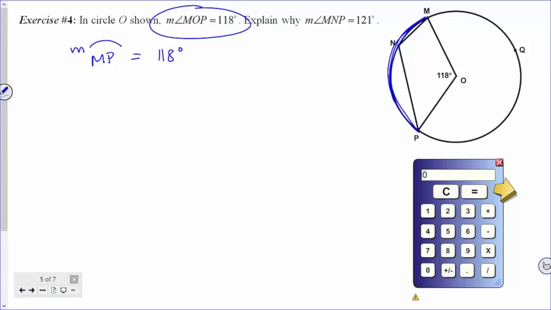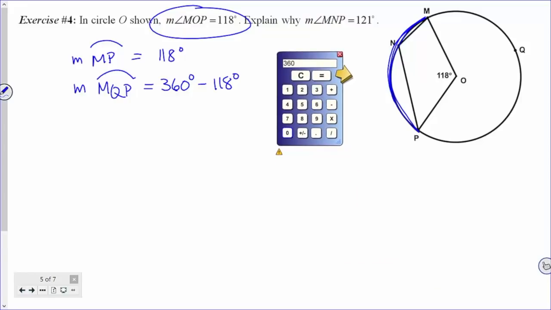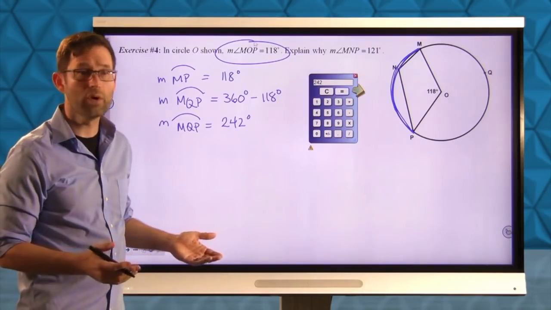But that means, let me actually move my little m down a little bit. That means that the measure of arc MQP, the major arc, is 360 degrees minus 118 degrees. Bring my handy dandy calculator up. 360 minus 118. And that means that the measure of arc MQP must be 242 degrees. All right, so far so good.